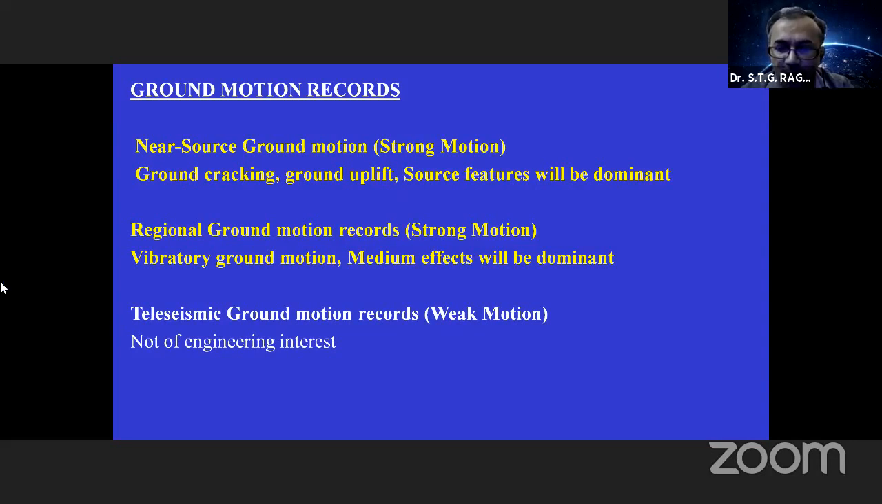Now, the zone map and hazard analysis that I have shown you are perfectly valid for regional ground motion. But when you are located very close to the fault, there are some special features, and you may have to take some extra care in designing these structures.